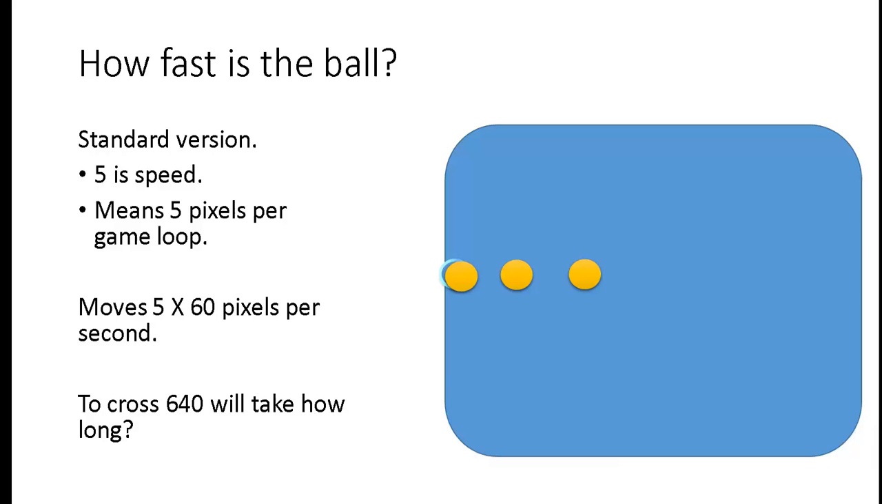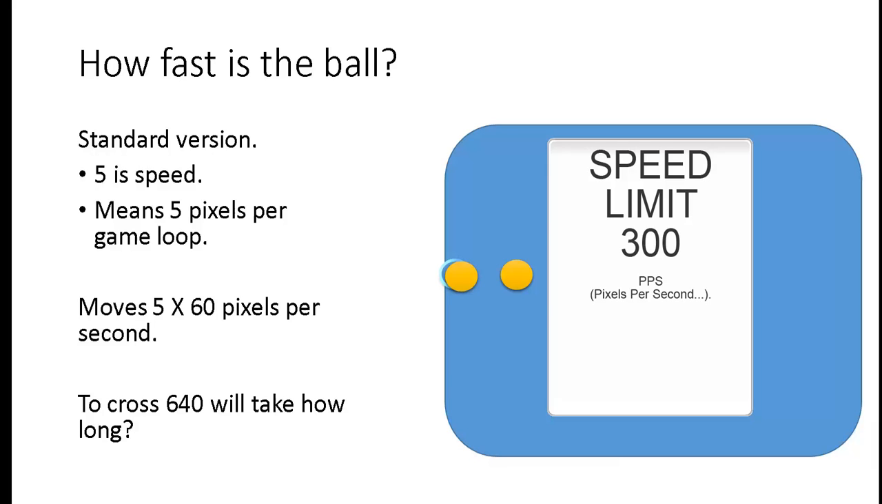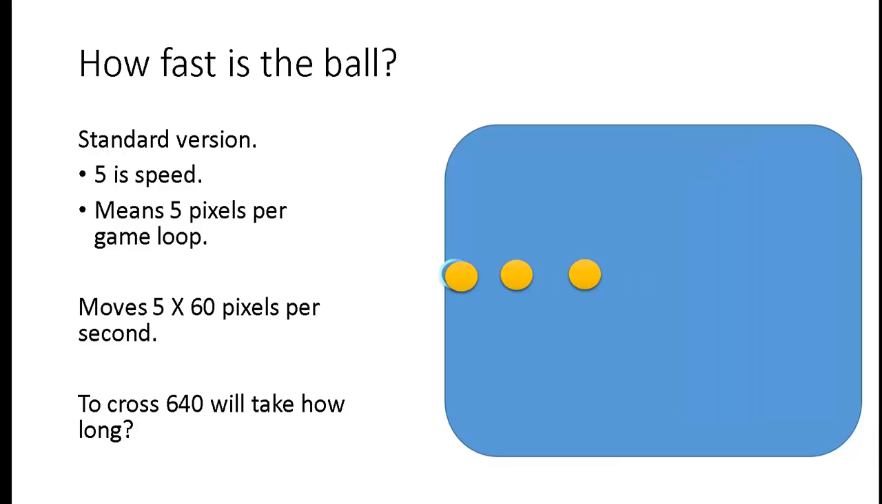And so if we did 5 times 60, can you do that math? How many pixels per second? 300. So to cross from left to right or right to left in a straight line, it'll take a little over 2 seconds. So we need to think, if we make our screen bigger and keep the ball at the same size, how that would affect how long it takes the ball to get from side to side. It might feel laggy, but we've just changed the proportions.